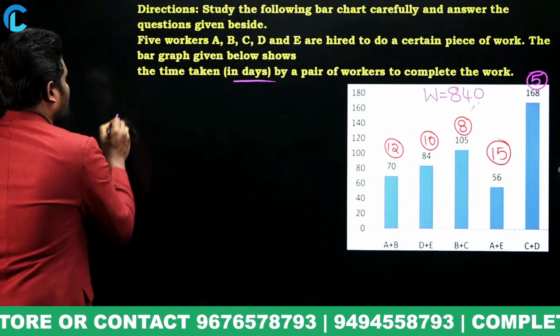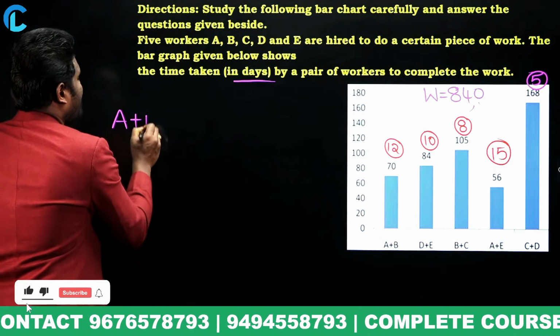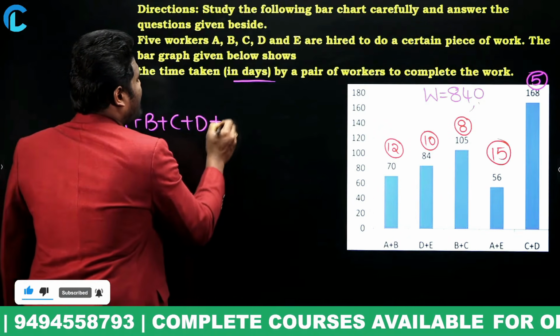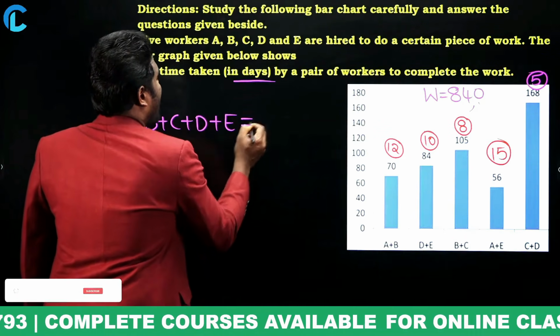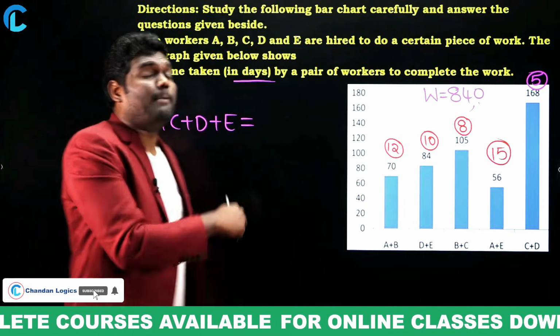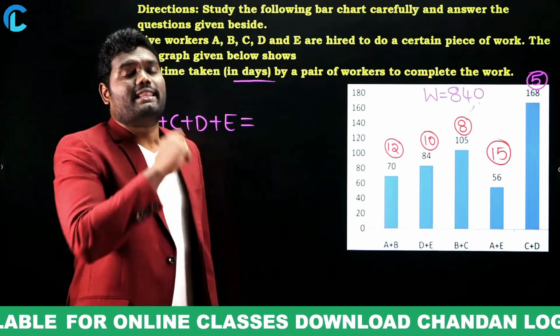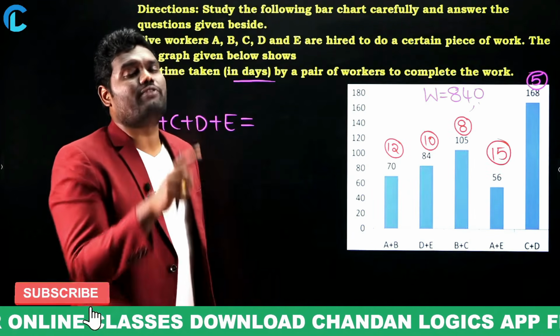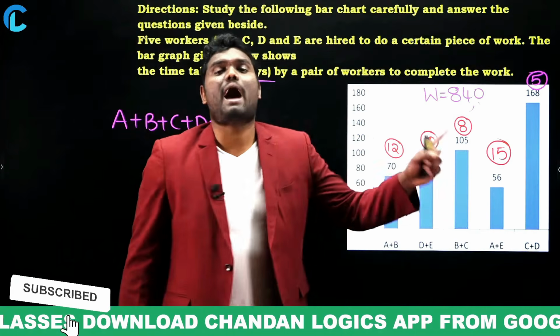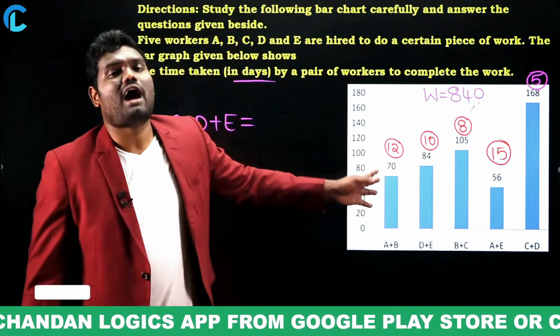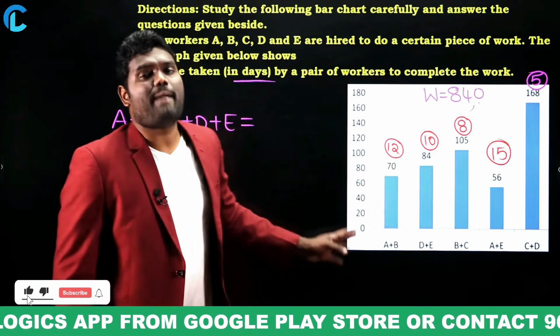Now I came to know that A, B, C, D and E are doing total how many units of work in one day? A, B, C, D, E, they are doing total how many units of work in one day? Everyone comment your answer.